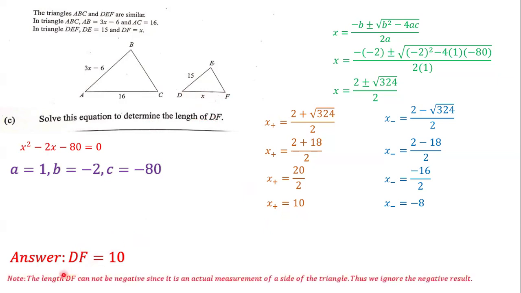Now, the length DF cannot be negative since it is an actual measurement of a side of the triangle. Thus, we ignore the negative result. So a person may ask, well, why didn't we include x is equal to negative 8? Well, we don't include x is equal to negative 8 because it is a negative number. We have to use the positive number since we're dealing with an actual measurement of a side of a triangle. And so that means that DF is going to be equal to 10. And so that's why DF is 10, because x is 10, and we choose the positive result. And so that's the answer to this particular question.